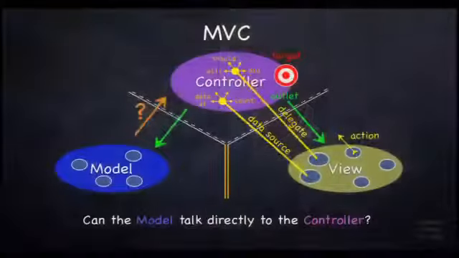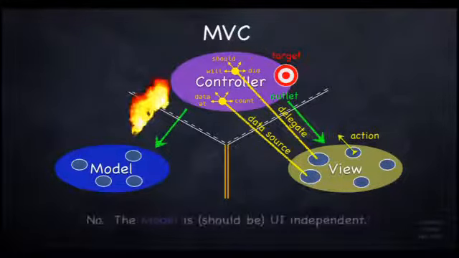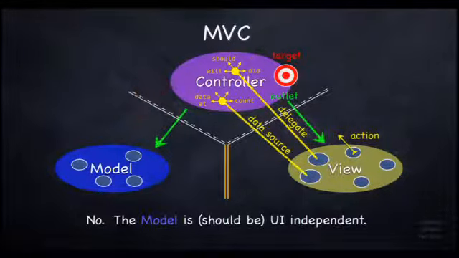So, last question. Can the model talk directly to the controller? Again, hopefully this is obvious. No, because the model is not a user interface group of objects. It doesn't know about user interface, and the controller's whole job is user interface. So we do not want the model communicating directly to the controller.